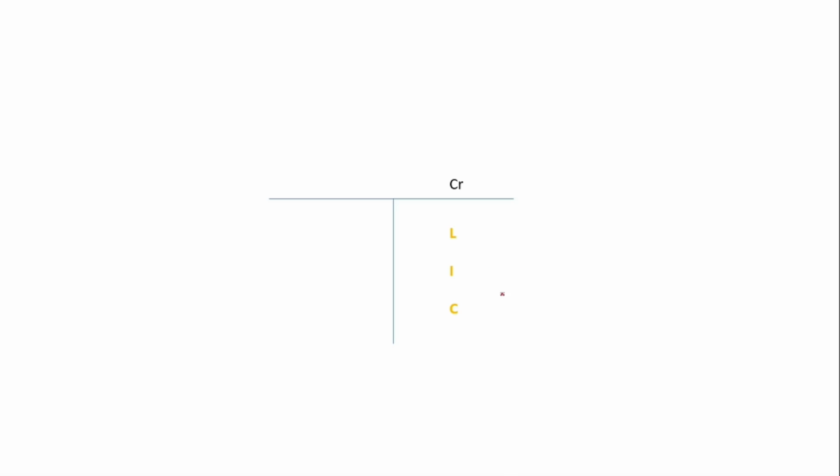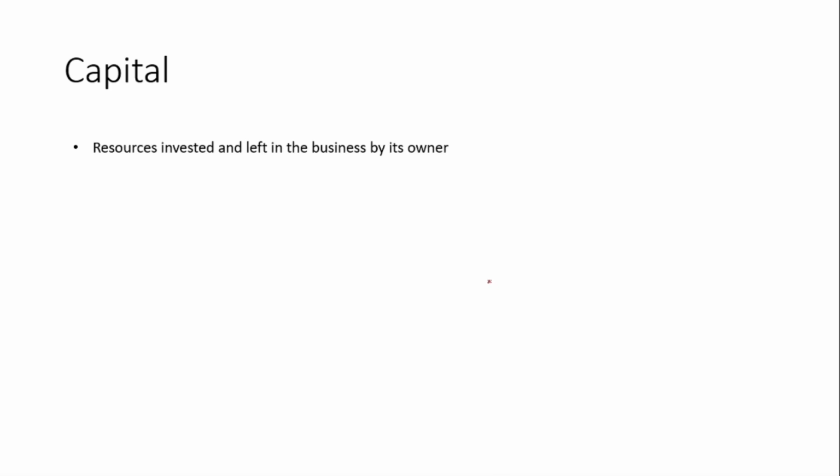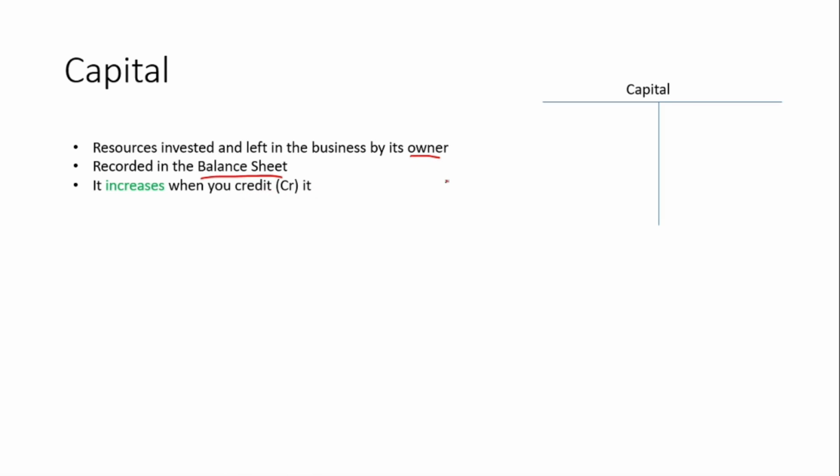And finally, we look at the letter C. C stands for capital. They are resources invested and left in the business by its owner. They are recorded in the balance sheet. It increases when you credit it. Looking at the capital account, to increase it, you credit it, and by decreasing it, you debit it.